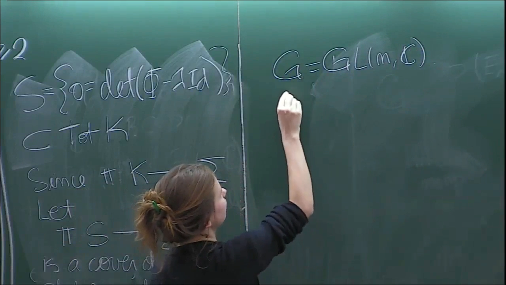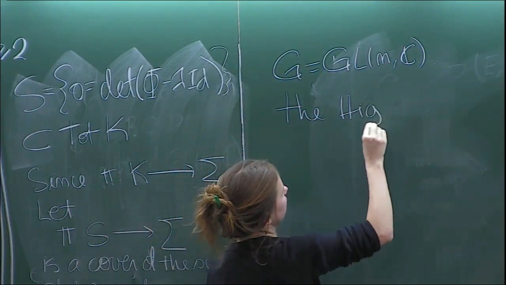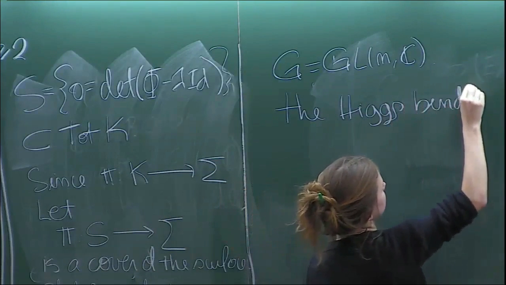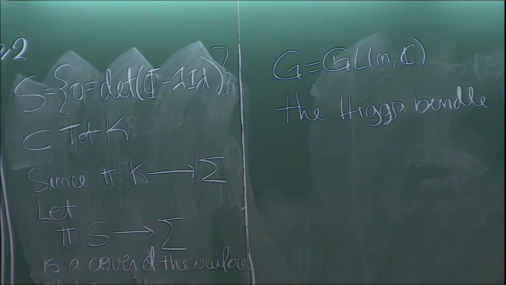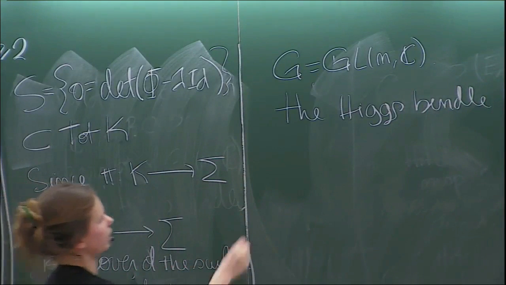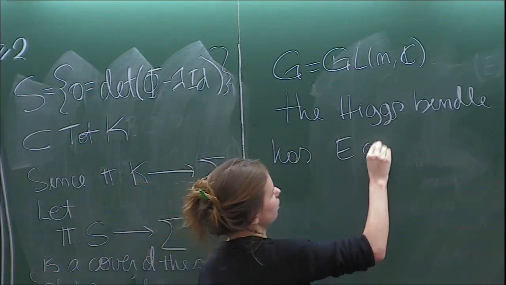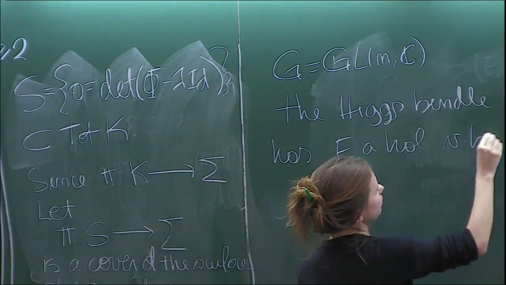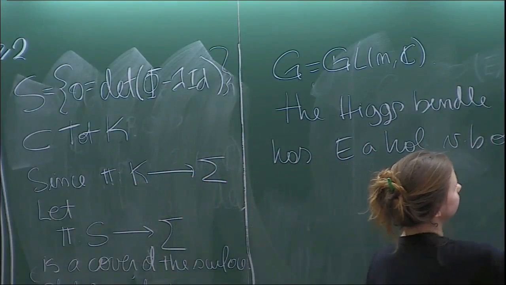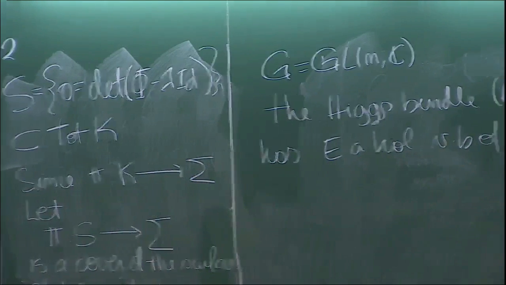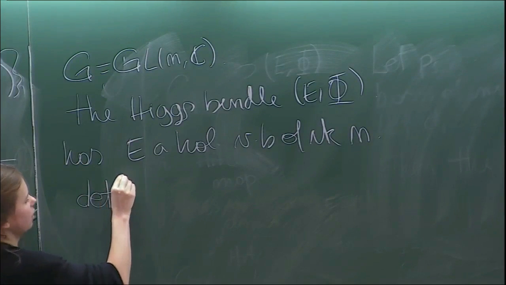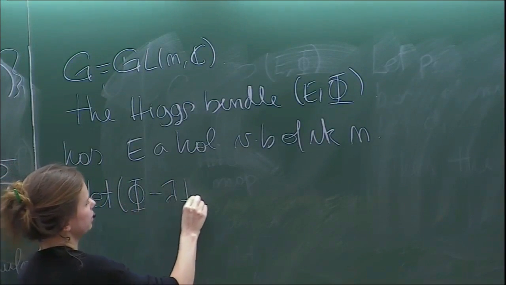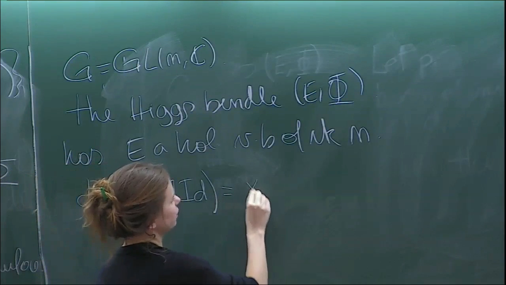Here our Higgs field, so the Higgs pair, the Higgs bundle, E phi, has, all we know is that E is a holomorphic vector bundle of rank n, and phi is a holomorphic section. So take the basis of invariant polynomials, we said it was given by the traces. So the determinant of phi minus x times identity can be written as x to the n.